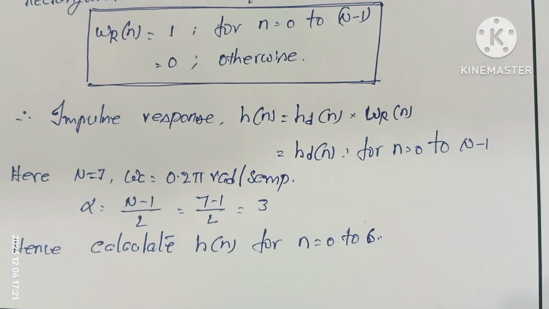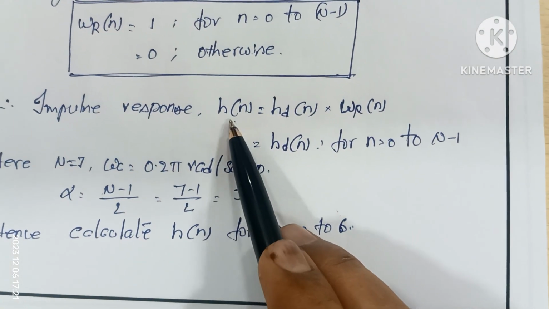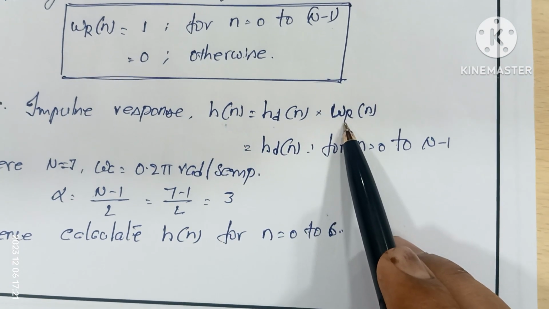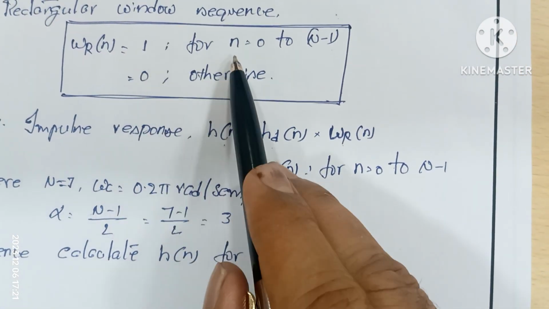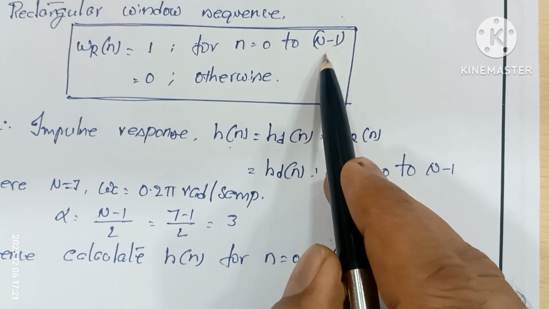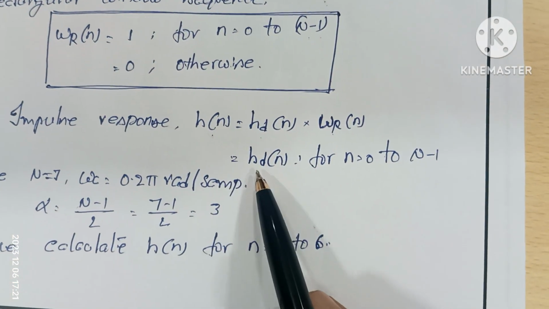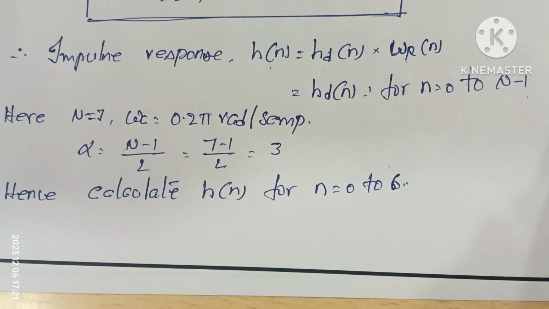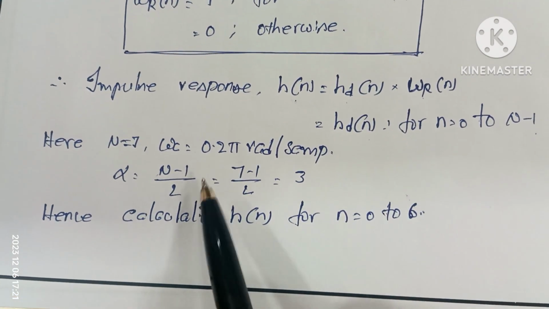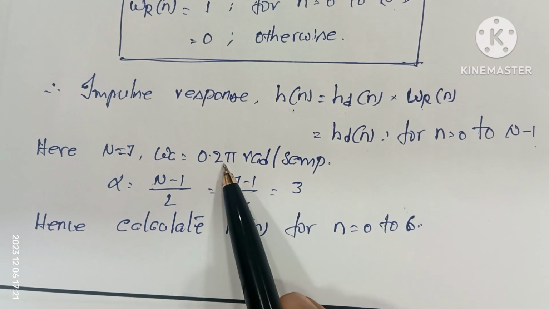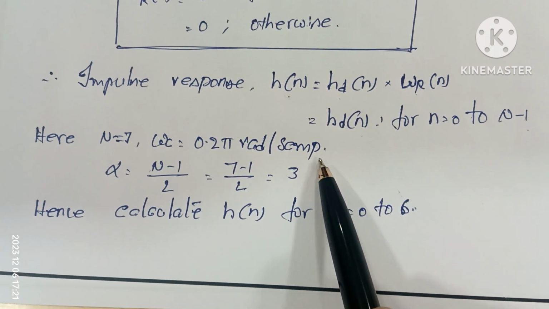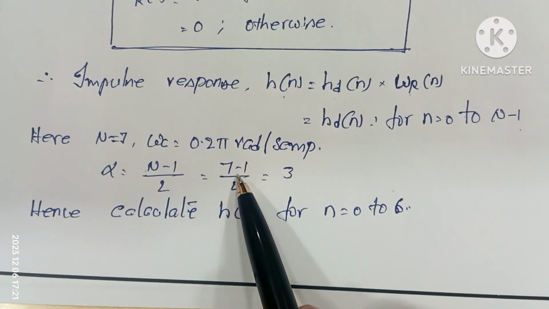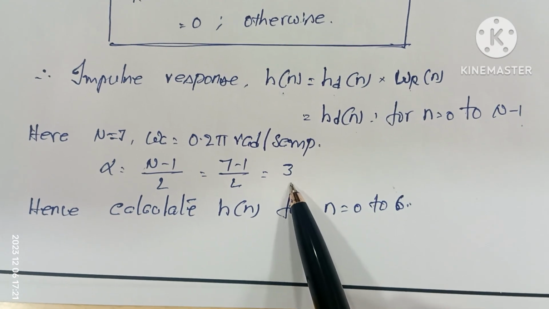So before we proceed, see here, this is a finite impulse response. How do we get it? Multiply Hd of n with the window sequence, which is equal to 1 over the range n equal to 0 to N minus 1. So h of n equals Hd of n for n equal to 0 to N minus 1. In the problem it has given N equal to 7 and the cutoff frequency is 0.2 pi radians per sample, and alpha has to be computed using the formula N minus 1 by 2, which is 7 minus 1 by 2, which is equal to 3.